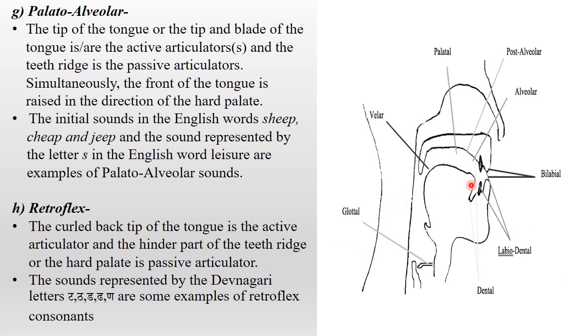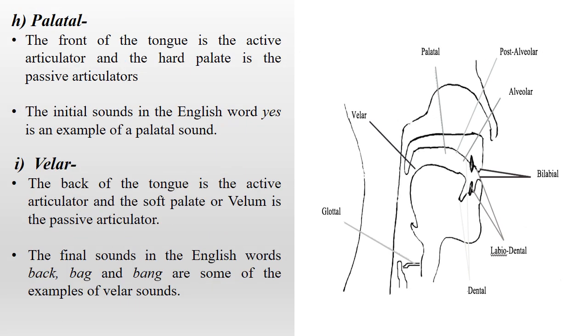What happens here is the tip of the tongue is going to curl back. Retro means to go back, so the tip of the tongue is going to curl back in which direction? Toward the hard palate, this region. It is going to go back and touch this region, and then the sound is going to be produced. For example, t, th, d, dh and n. These sounds are called retroflex.